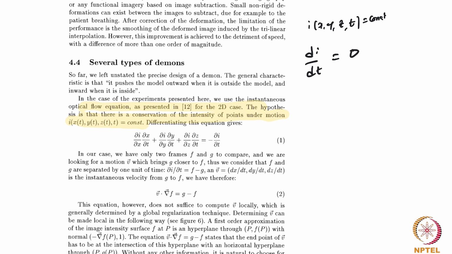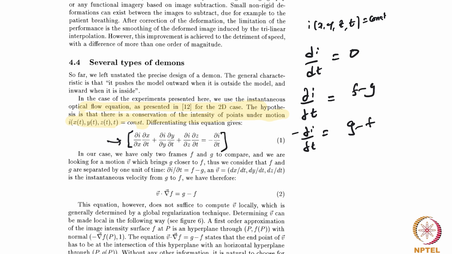Now this dI by dt equals 0, because I is a function of x, y, z, and t, we can use the chain rule to arrive at the following expression. So what is this delta I over delta t? If you discretize it, we are basically comparing the image intensity across two different frames, or in this case the image intensity difference between f and g, where f is the fixed image and g is the moving image. So delta I over delta t is equal to f minus g, and when there is a minus sign, we get g minus f.